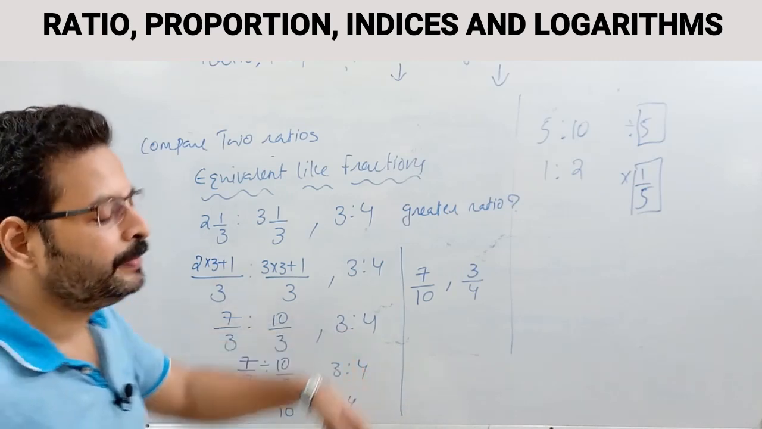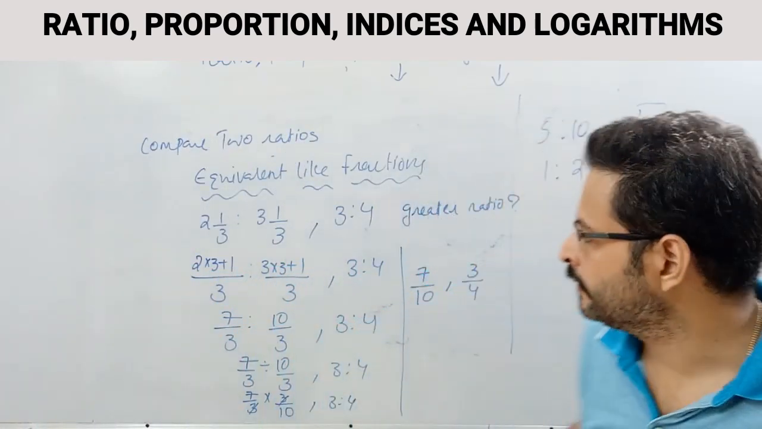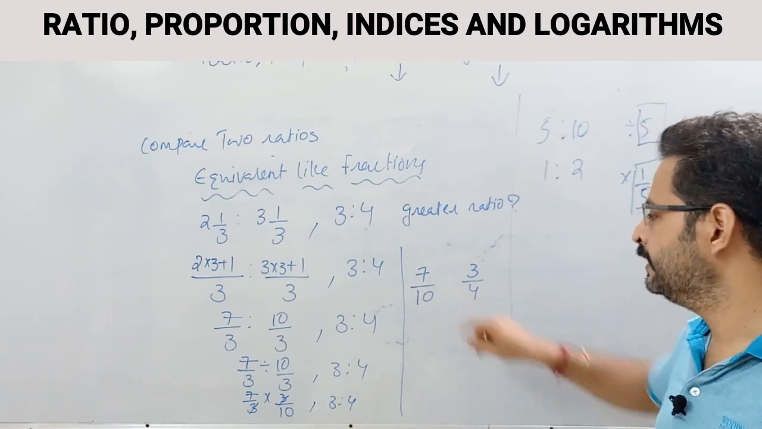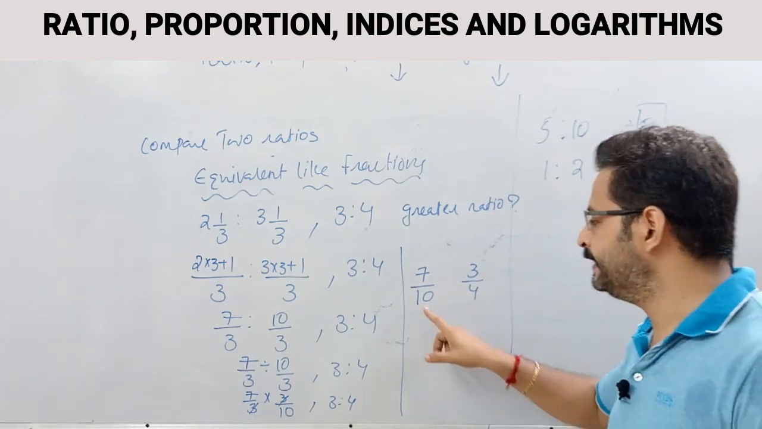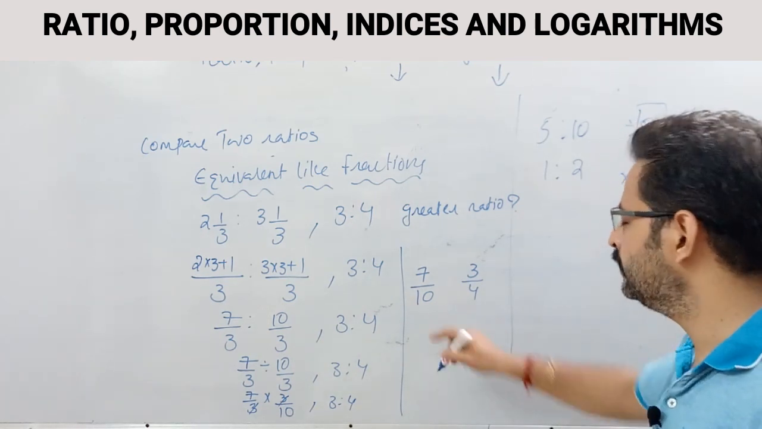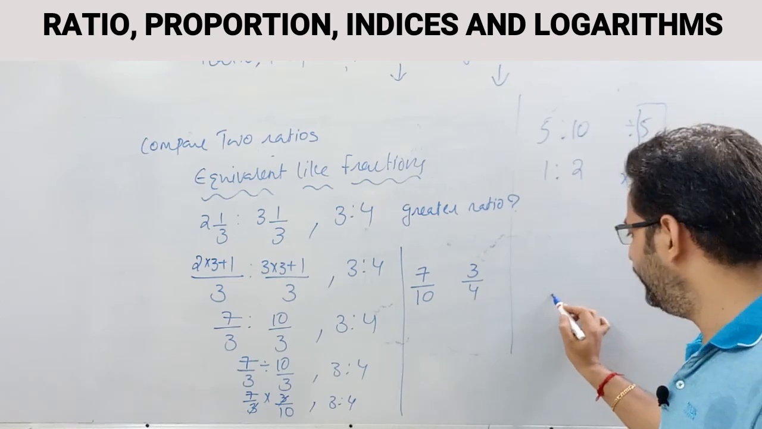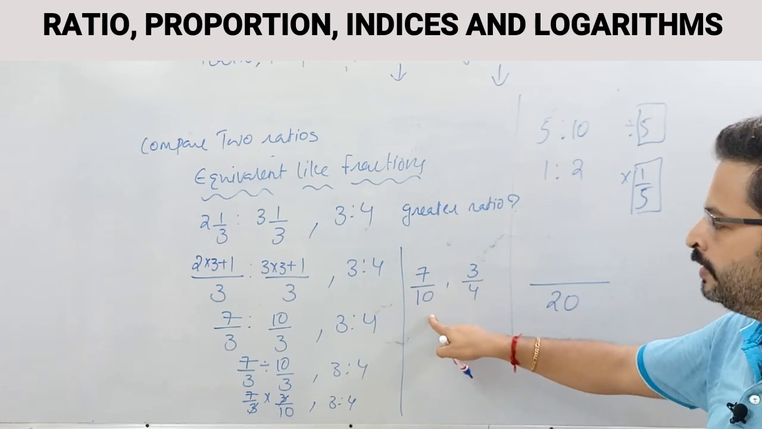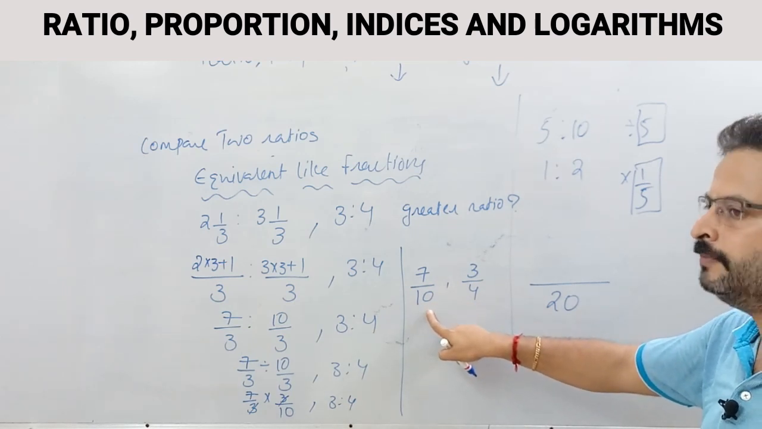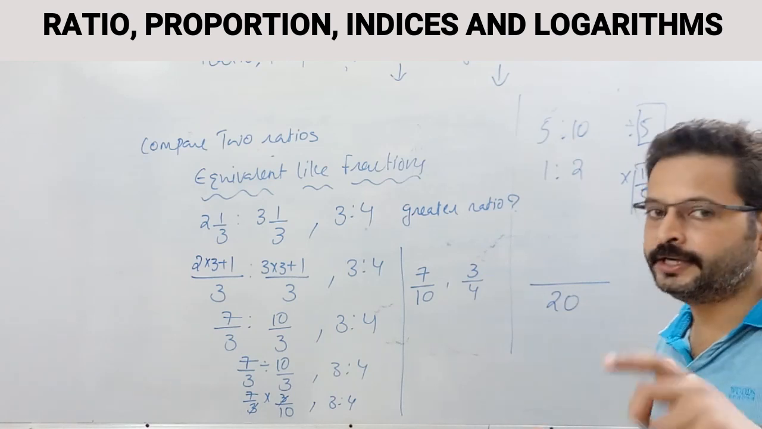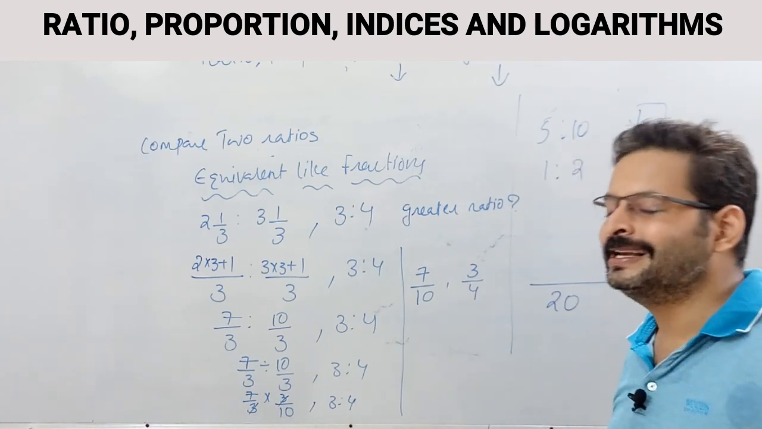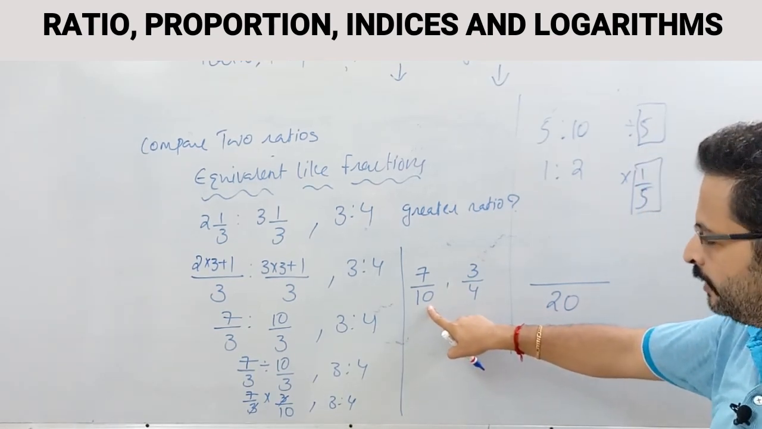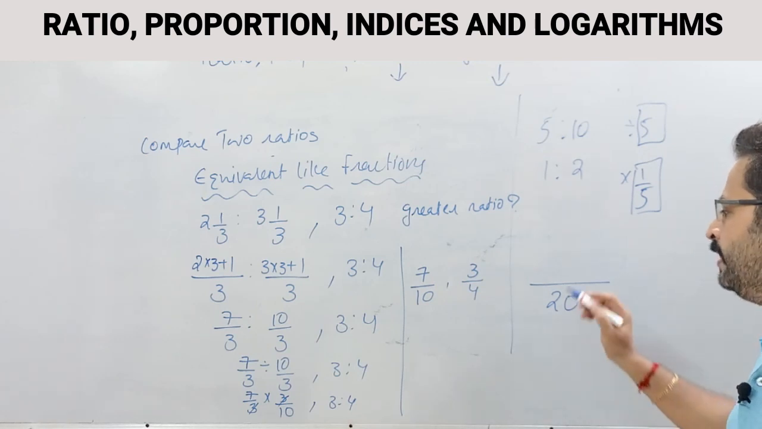To compare this, the consequents are different. So we will take the LCM of 4 and 10. We know that the LCM of 4 and 10 is 20. First take the first ratio, where the consequent is multiplied with 2. As per the property, both the terms of the ratio should be multiplied with the same non-zero number. The consequent is multiplied with 2, therefore the antecedent should also be multiplied with 2.